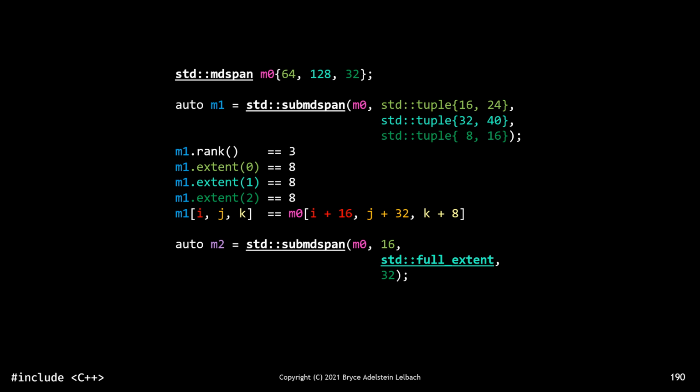Let's look at another example, this time with rank reduction. We'll slice M0, selecting index 16 for the first extent, the entire second extent, and index 32 for the third extent. The MD span we produce, M2, will have rank 1. And the extent of that rank will be 128, the extent of the second dimension of M0. Iterating this 1D slice will be equivalent to accessing M0 with a fixed index for the first and third extent.